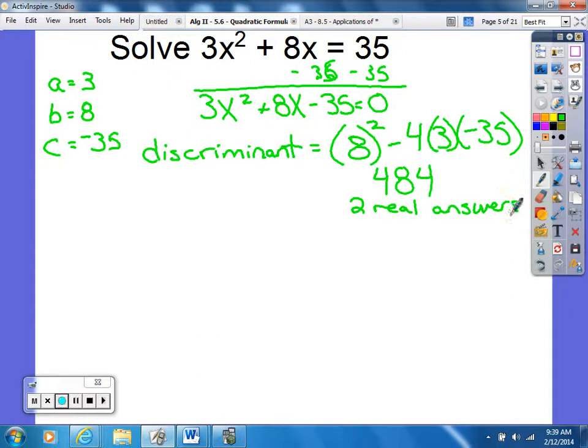And you need to write that down. You actually need to say 2 real answers. When you do your homework tonight, you have to do that also. Take a look at the homework sheet. The answer C, it does have that on there.